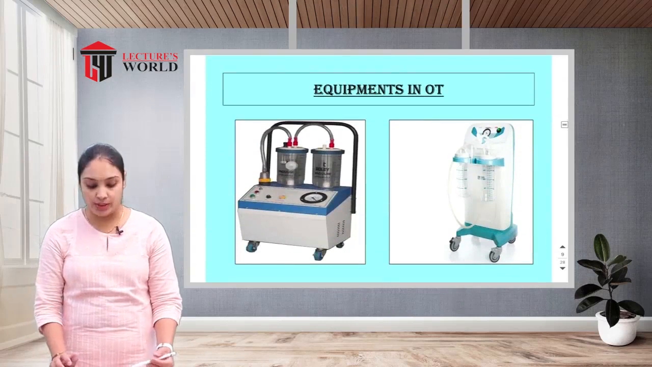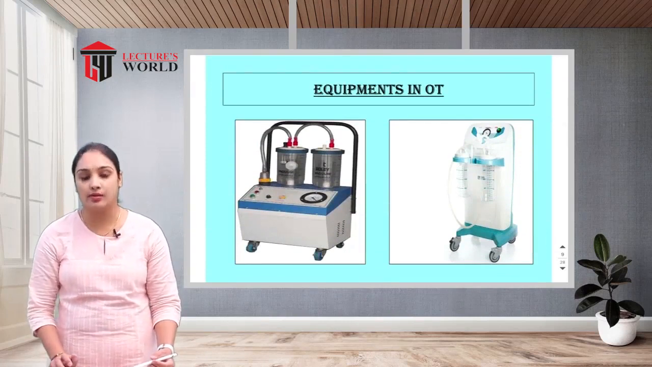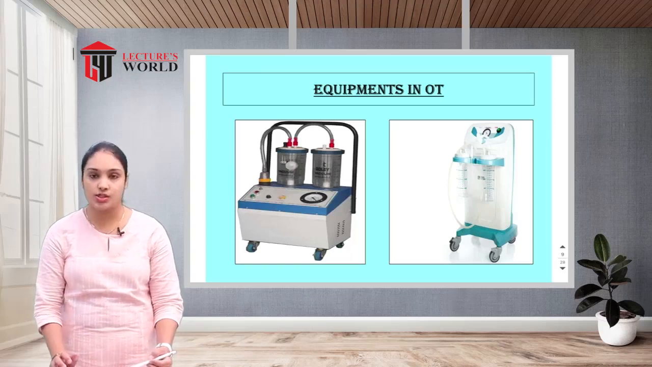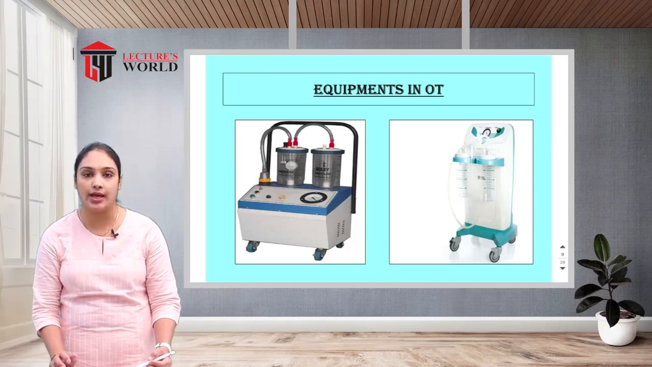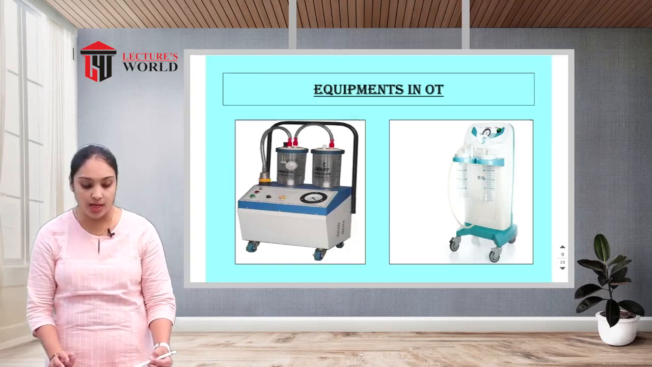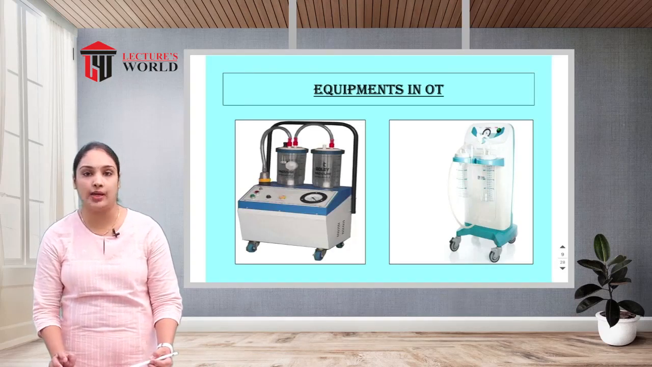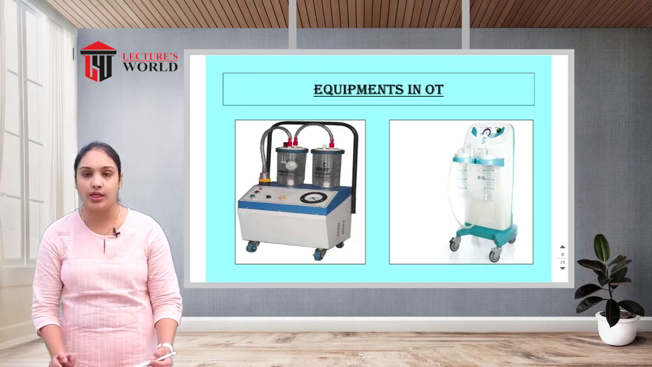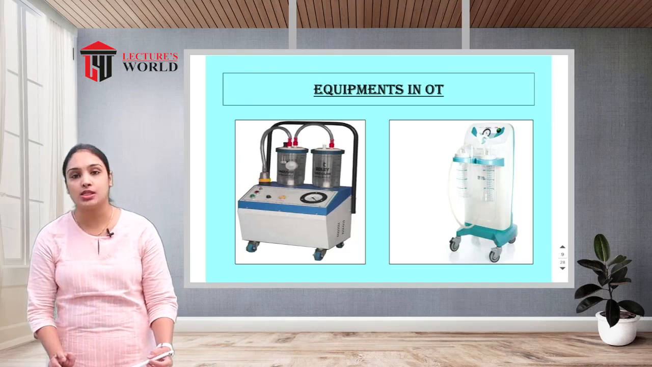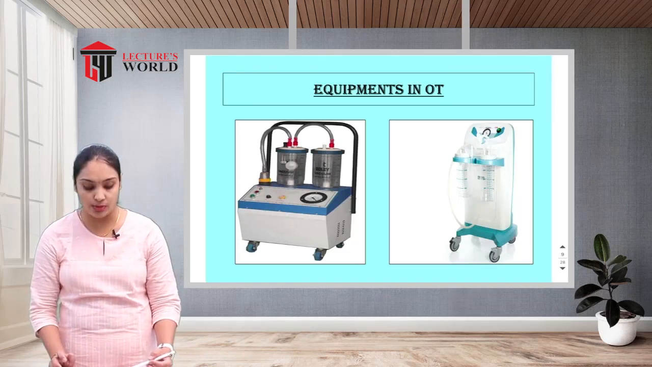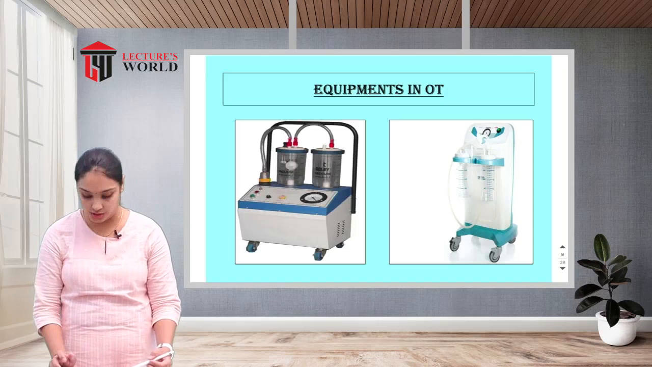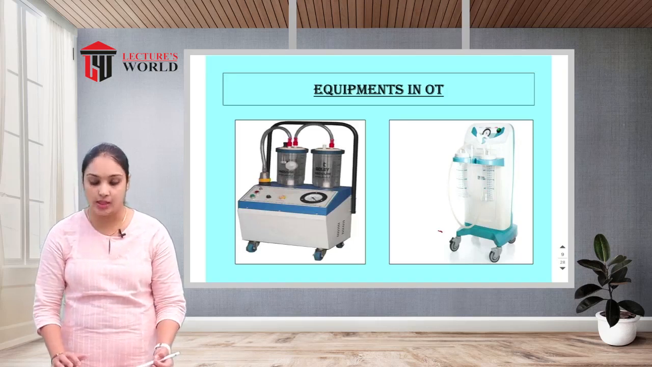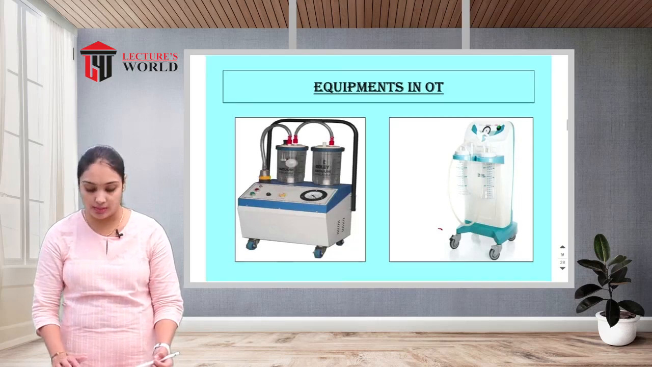Now, equipment in the OT: which equipment is commonly found in the operation theatre? Already we have discussed this is a suction machine. Suction cannula is there, and you have to use a suction catheter. Different sizes of suction catheters are available in the market. According to the condition of the patient, you can use the suction catheter, and you have to use the suction machine in the operation theatre. This is also an advanced suction machine you can see in the operation theatre and ICUs.